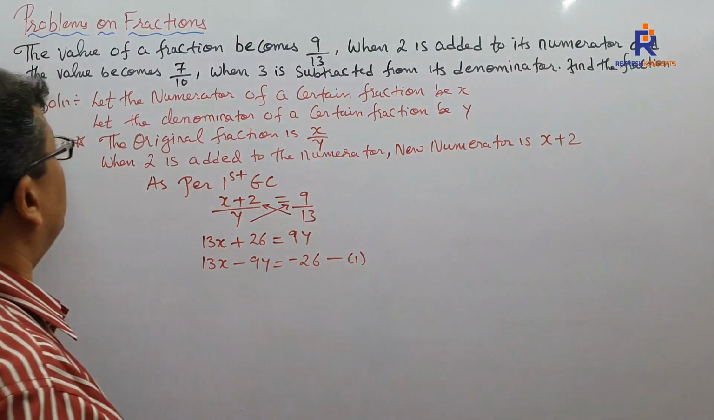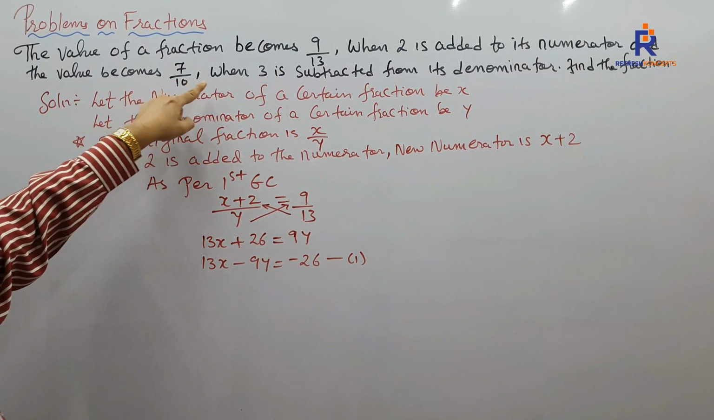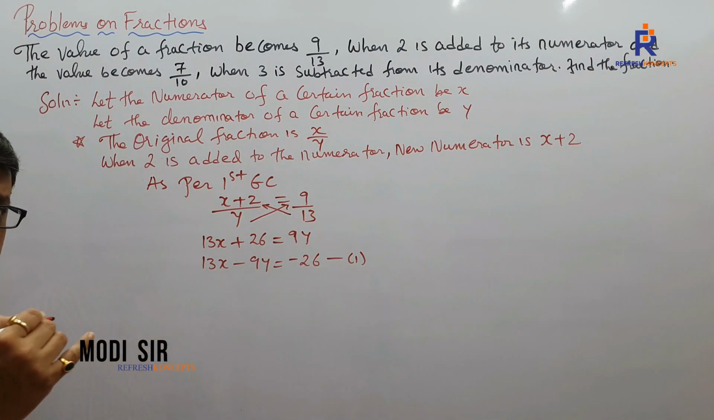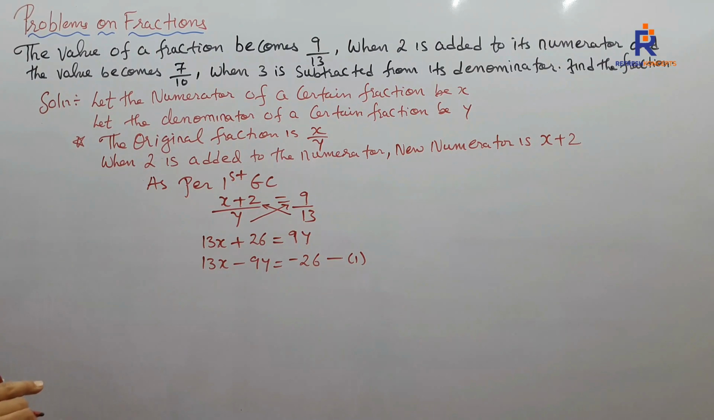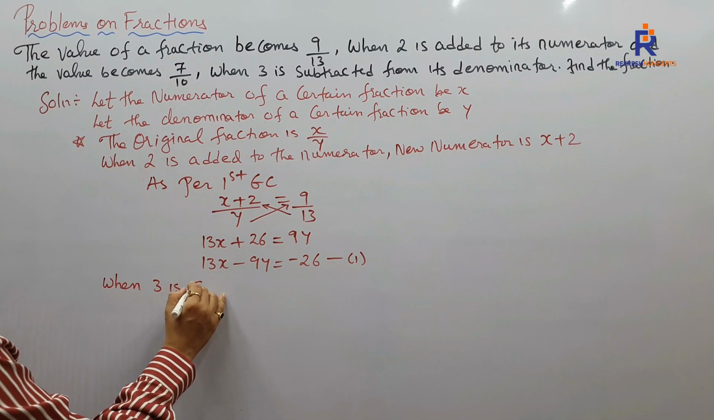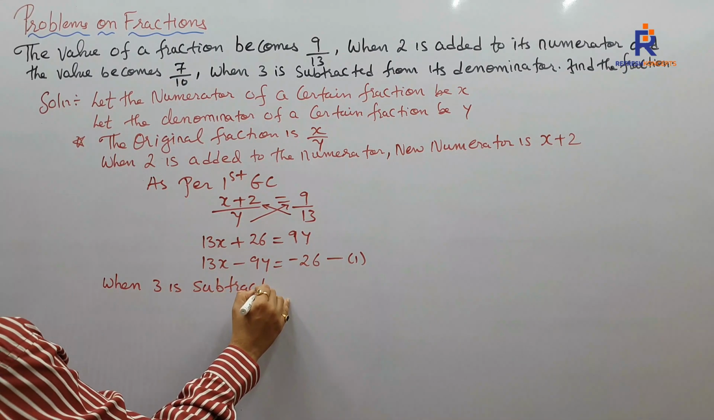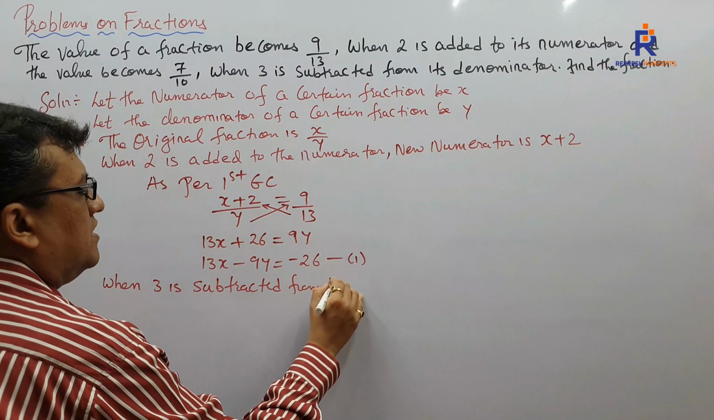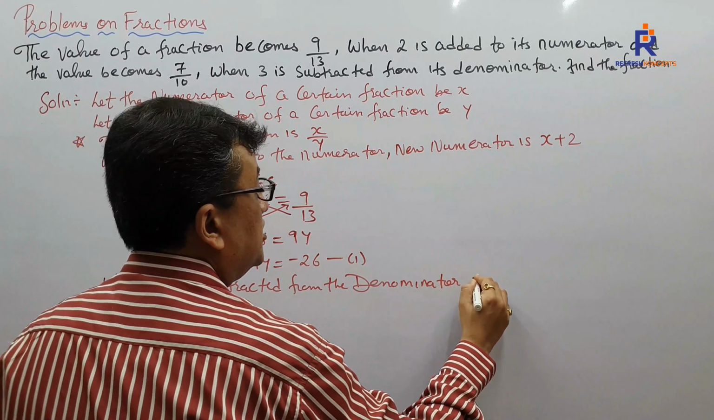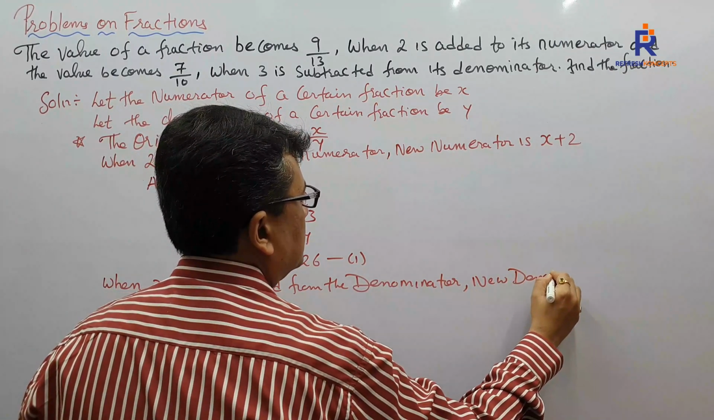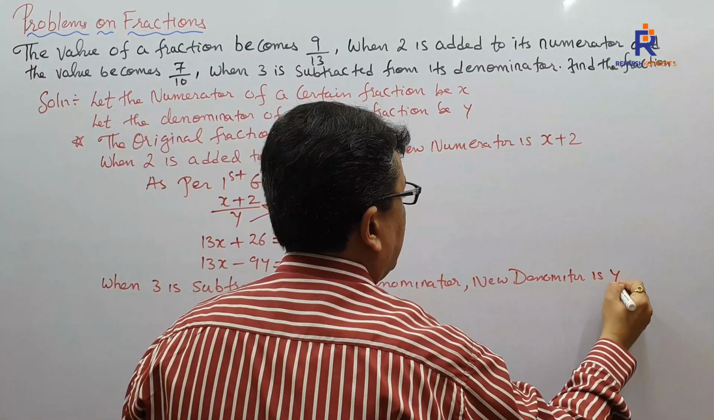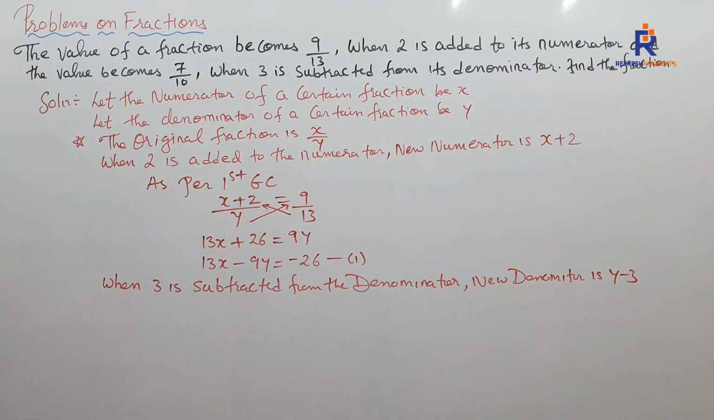And the value becomes 7 by 10 when 3 is subtracted from its denominator. So now we are doing something for denominator and 3 is getting subtracted from denominator. When 3 is subtracted from the denominator, new denominator is 3 subtracted, so it is y minus 3. The new denominator is y minus 3.